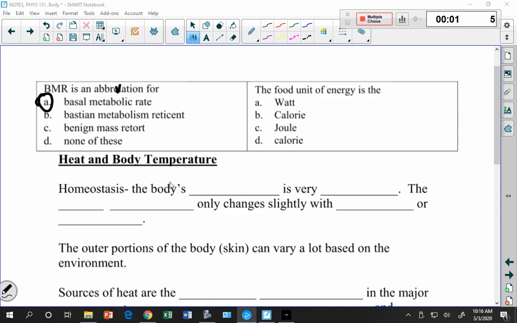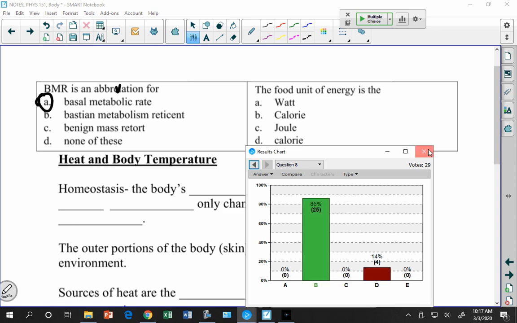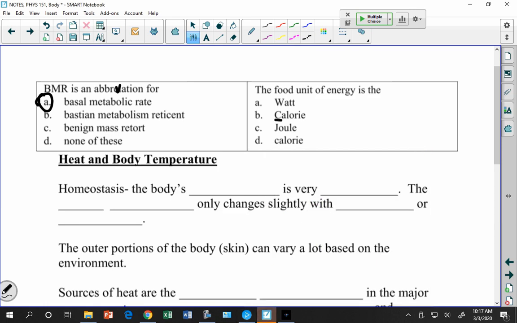Let's do this other one, then I'll give you a joke. The food unit of energy is the what? I'll stop at 25. Okay, good. B is right. Some of you put D, and the difference in D, notice the case of the letter: the uppercase C is the food calorie. That's equivalent to 1,000 calories.